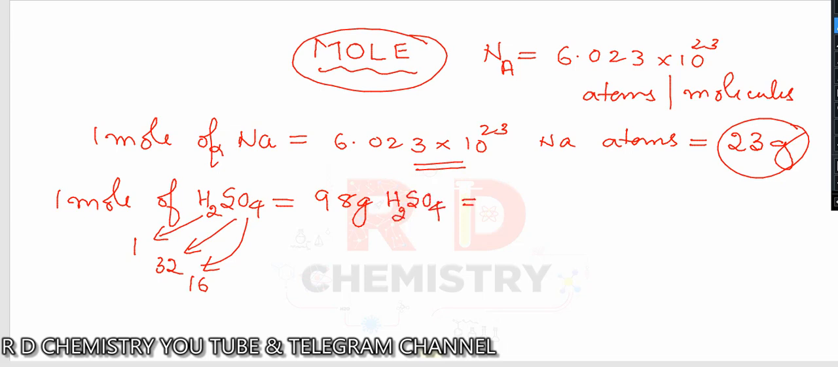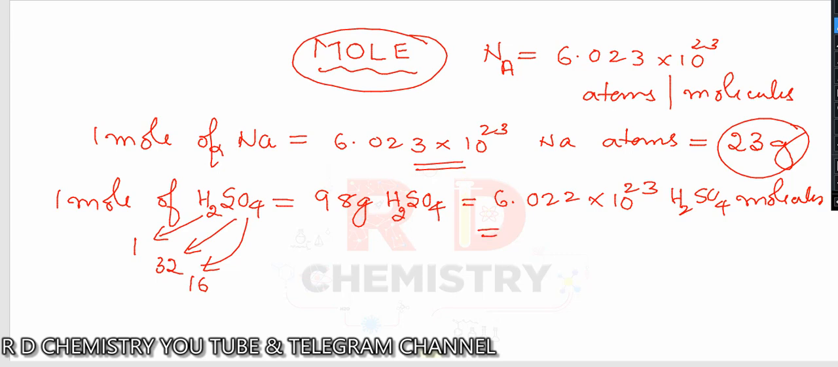Now H2SO4 is a compound, made up of molecules. How many molecules are there? 6.022 × 10^23 H2SO4 molecules are present.